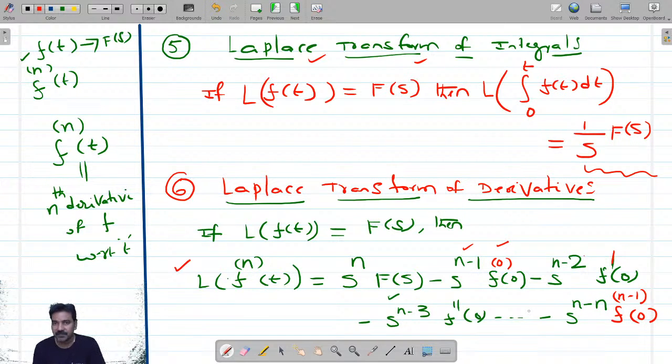I am closing the session. Tomorrow I will start again with the Laplace transform of derivatives, which is very, very useful in solving higher order linear differential equations with constant coefficients. Anyhow, tomorrow I will start the session with this property number 6.